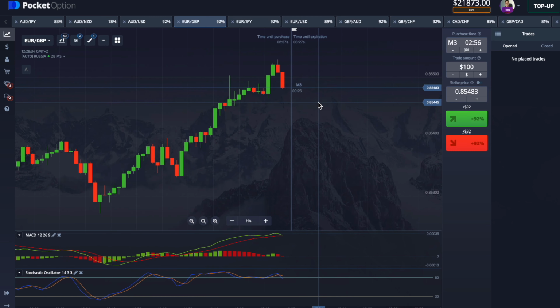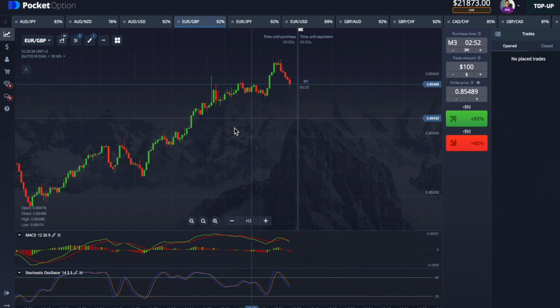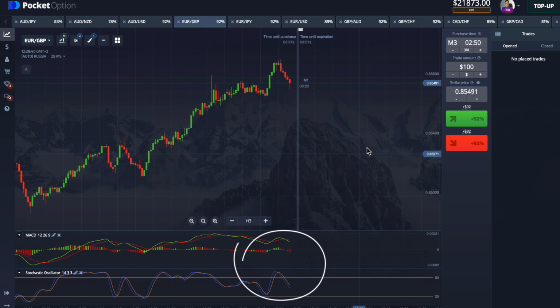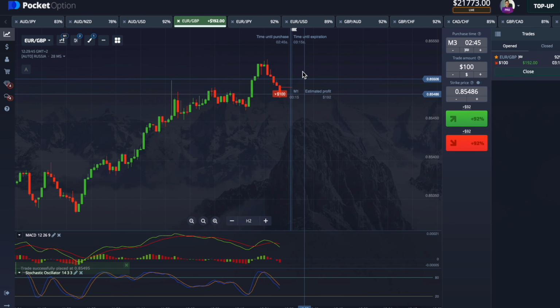I've already missed the perfect entry point, so let's look for some clues. I'm going to base this on MACD and stochastic that both indicate that the market will go down, so we go short for 3 minutes.